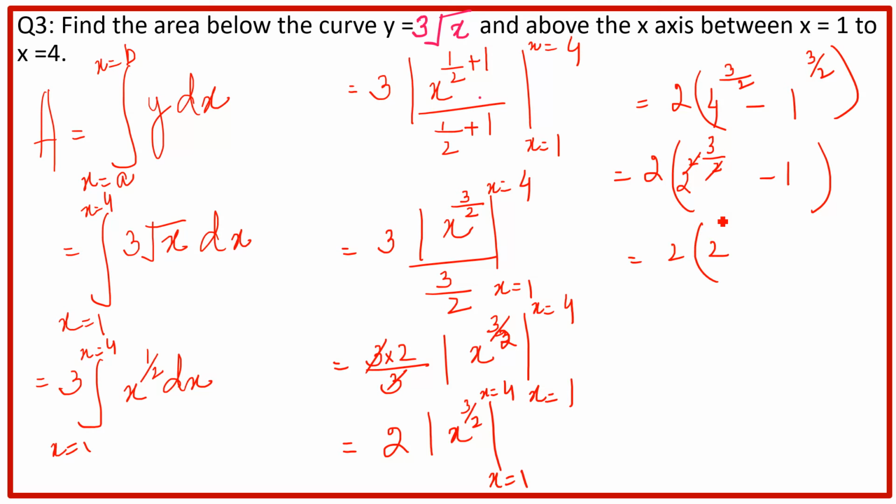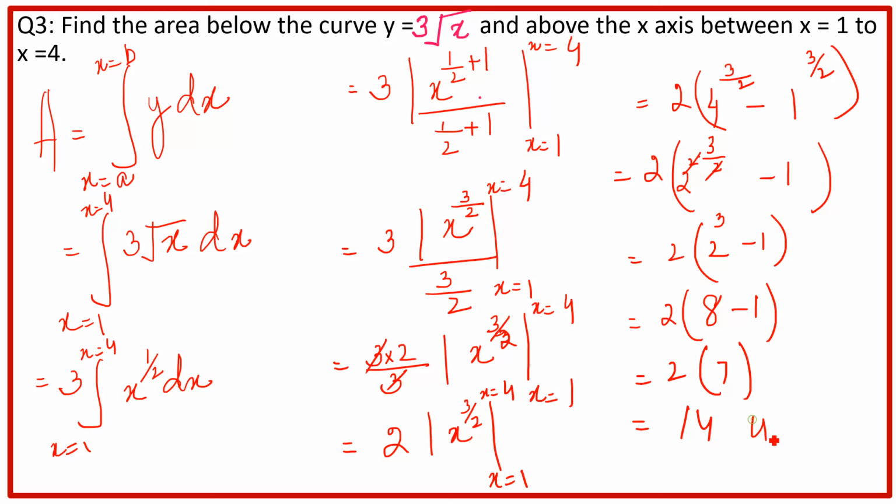We have only 2 times (2 raised to power 3 minus 1), and 2 raised to power 3 means 8. It does not mean 3 times 2, which is 6. It means you have 2 three times: 2 multiplied by 2 multiplied by 2, which is equal to 8. So 2 times 7 is 14 unit square. Whatever the unit is, you have to write it here. So this is your answer. This one is the mathematical proof.